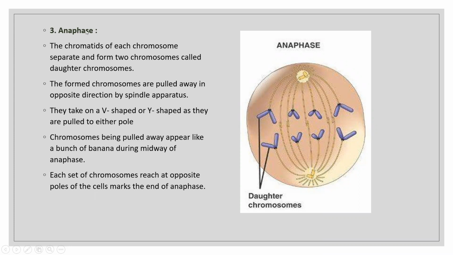Now in anaphase also there are two phases, early anaphase and late anaphase. In early anaphase, what happens? The daughter chromosomes, which are formed because of division of the centromere, start moving towards the opposite poles. This diagram is of early anaphase, and when these daughter chromosomes completely reach the poles, that indicates the end of anaphase, that is late anaphase.